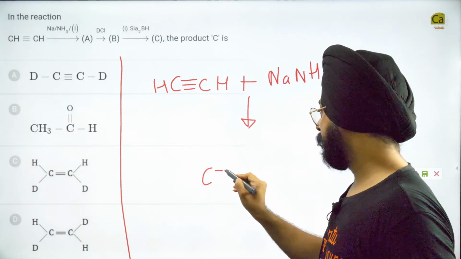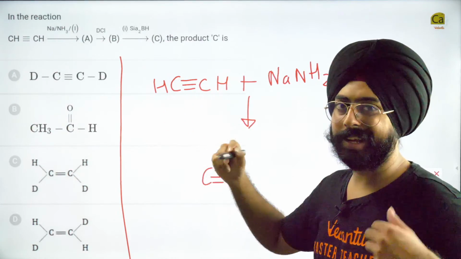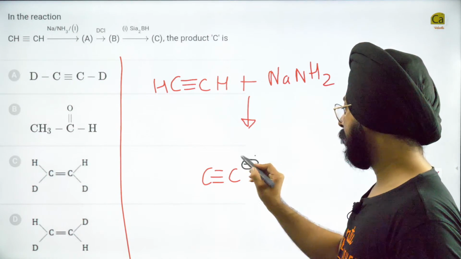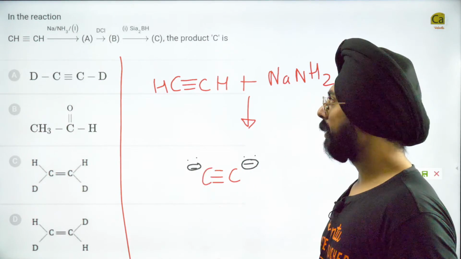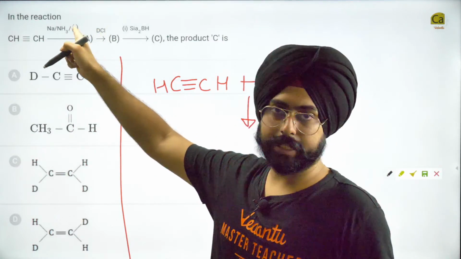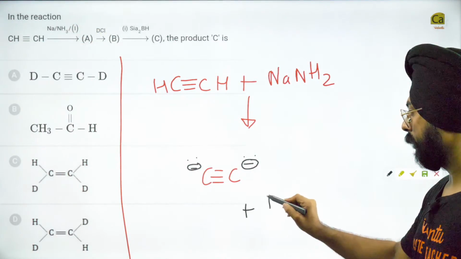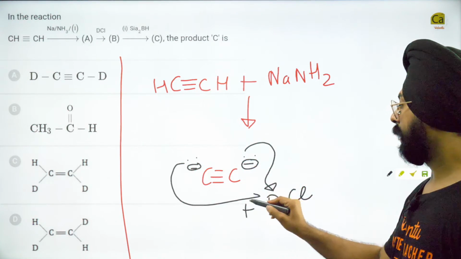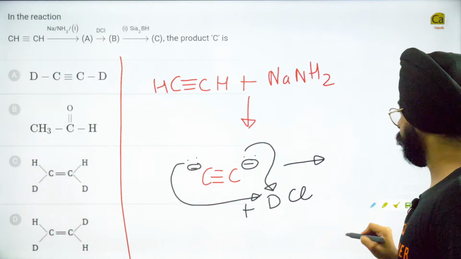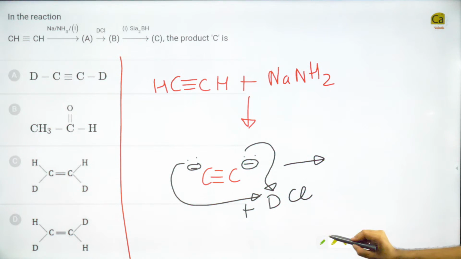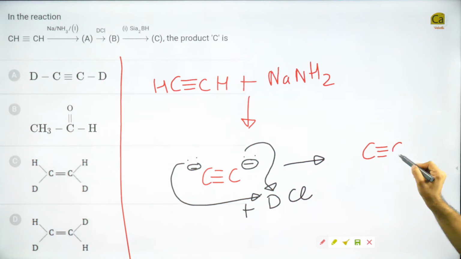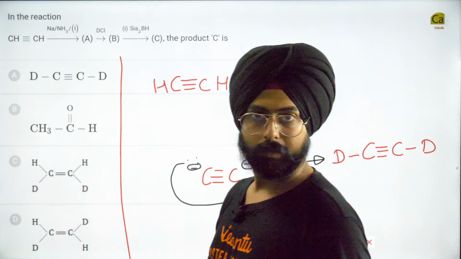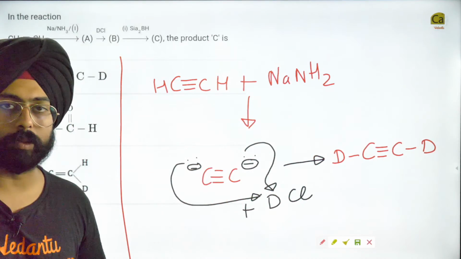Yeah, so here you will get C triple bond C. You know that alkynes are pretty acidic. Terminal alkynes are pretty acidic. So you will get C triple bond C negative on one side and negative on the other side, and then you're reacting it with DCl. So you can assume that the attack will happen from both sides, and eventually what you will get is a C triple bond C with a deuterium on the left side and a deuterium on the right side. Fine. Both sides you will get your deuterium.